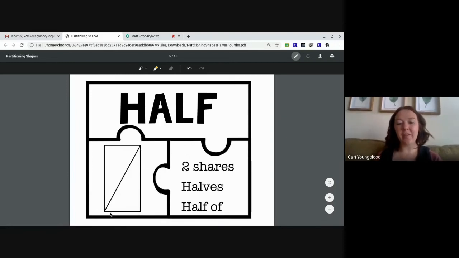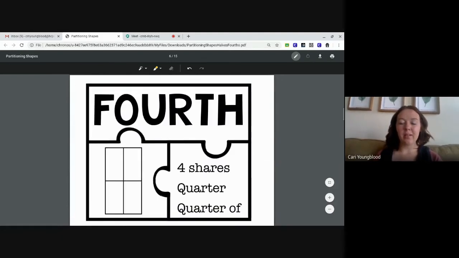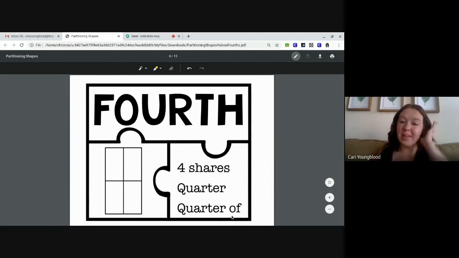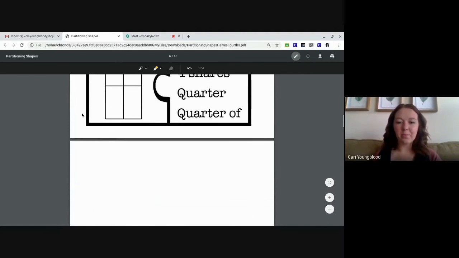This is cut in half. It's 2 equal shares or 2 halves, okay? Fourth, 4 shares. Some people call this a quarter or a quarter of. That's other language you might hear when someone's talking about a fourth. So we know that if something's divided into fourths, it's 4 equal pieces. Remember, there's a clue right there in the name. It has the number 4. I know it has to be 4 pieces in fourths.